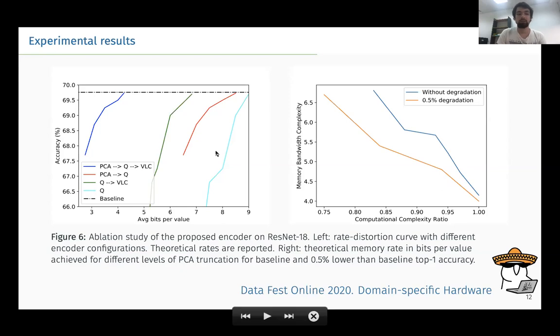So, for example, the improvement of PCA compared to bare quantization is less than the improvement of PCA if we use VLC. So the red line compared to cyan gives less improvement than the blue one compared to green one. And similarly, the blue one compared to red one is less than green compared to cyan. So adding VLC benefits more by adding PCA. And as you can see, if you compare to a full precision to quantized baseline, we can achieve twofold compression without losing any accuracy.